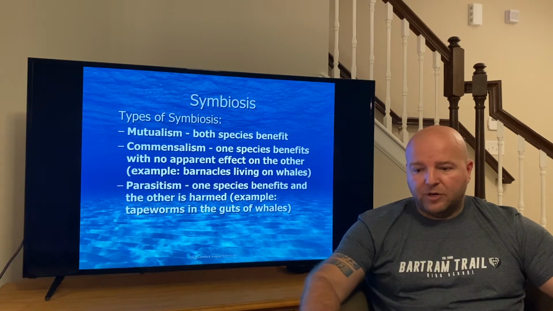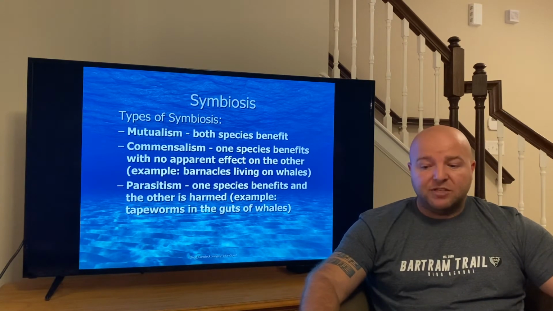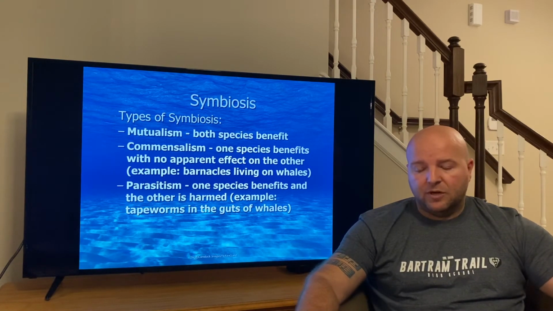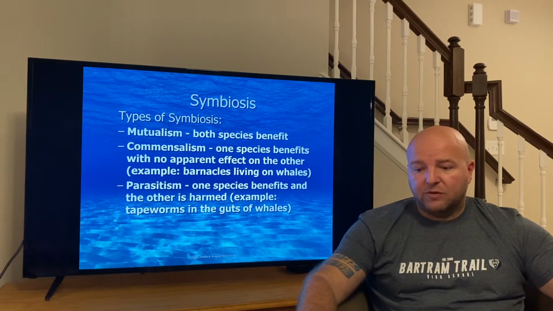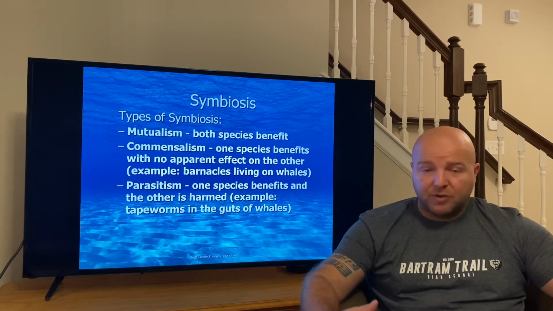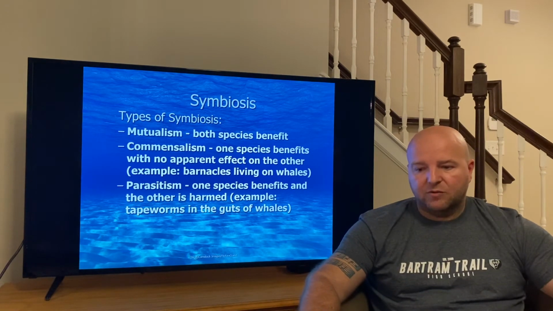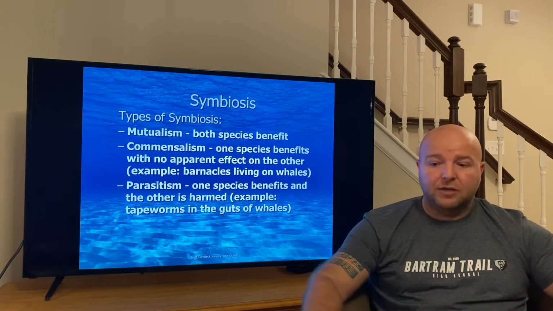And then parasitism, where one species benefits and the other is harmed. To continue using that whale, an example would be if the whale had a tapeworm in its gut. The tapeworm is benefiting from that relationship and being inside the gut of the whale, eating the food. There is no benefit to the whale. It is harming the whale.